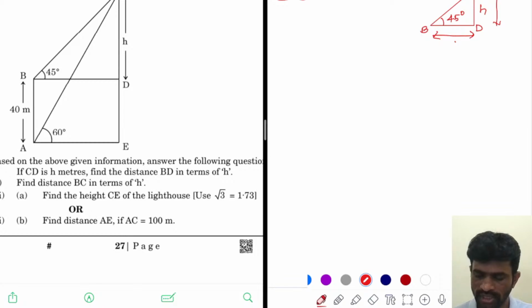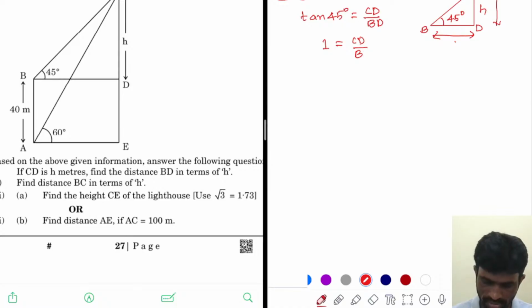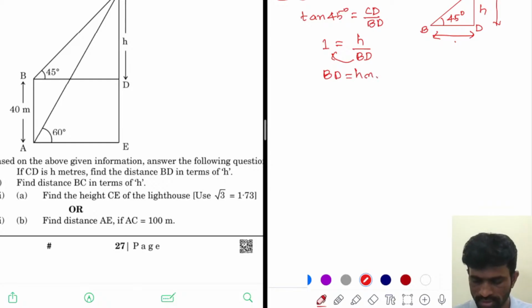We know opposite side and adjacent side, so we have to use tan. So tan 45 degrees is equal to CD by BD. Tan 45 degrees is 1. So 1 is equal to CD by BD. We don't know BD, but we know CD. CD is H, so 1 is equal to H by BD. Transpose BD here, 1 into BD, BD. So BD is equal to H meters. So this is the value of BD in terms of H. First question answer.